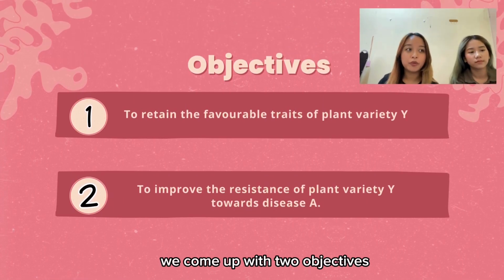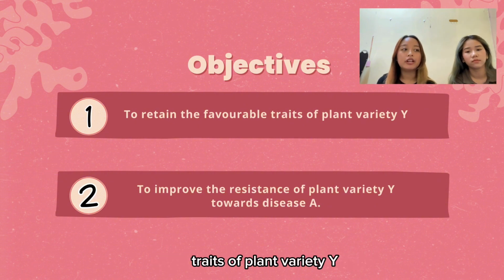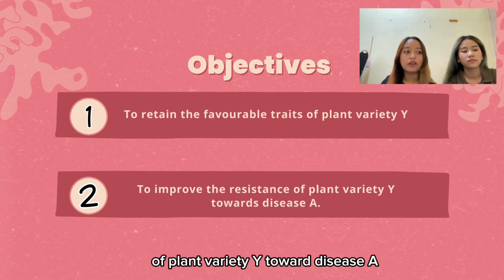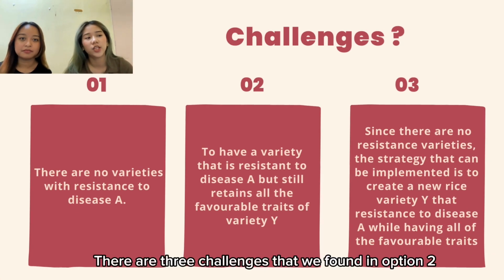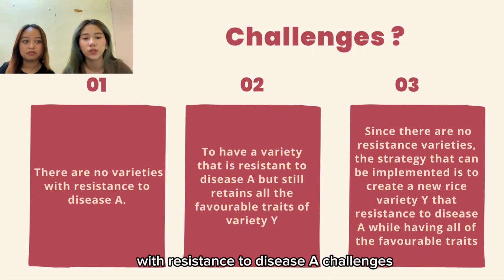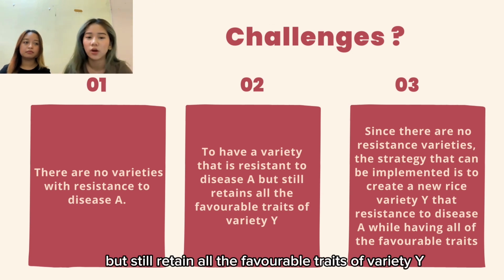So from option 2, we come up with 2 objectives, which are to retain the favorable traits of plant variety Y and also to improve the resistance of plant variety Y toward disease A. There are 3 challenges that we found in option 2. Number 1, there are no varieties with resistance to disease A. Challenge number 2, to have a variety that is resistant to disease A but still retain all the favorable traits of variety Y.